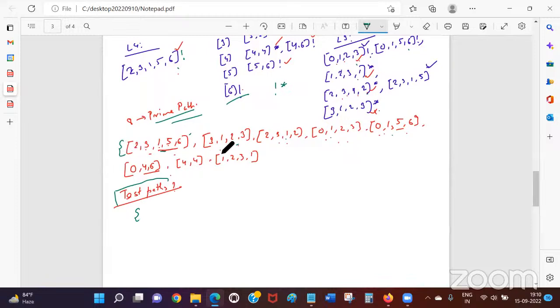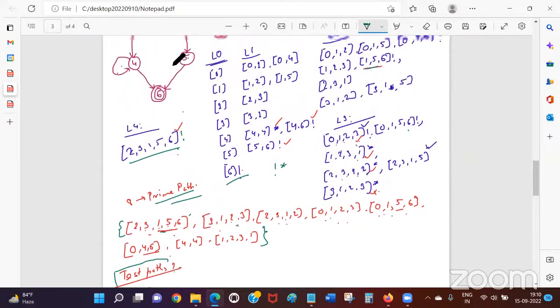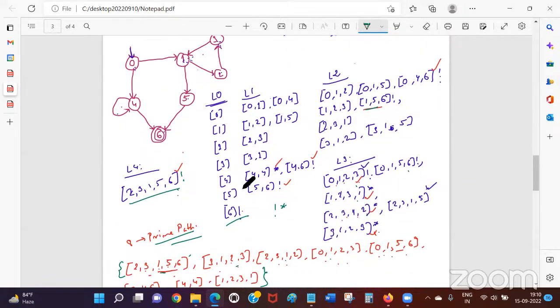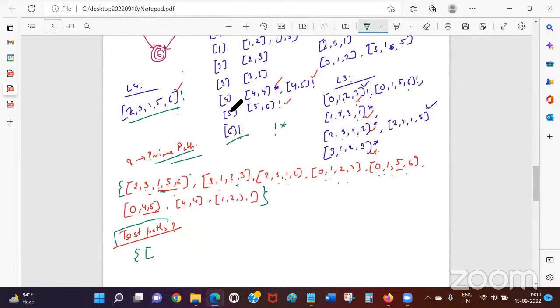So all these are sets. This is the set of prime paths, right? For the test path, we need to start with the biggest path. So it's 2, 3, 1, 5, 6. You have to complete the path. How do you complete the path? If I make it 0, 1, 2, it will be a complete path, right? So I can make it 0, 1, 2, 3, 1, 5, 6. So this could be one path.